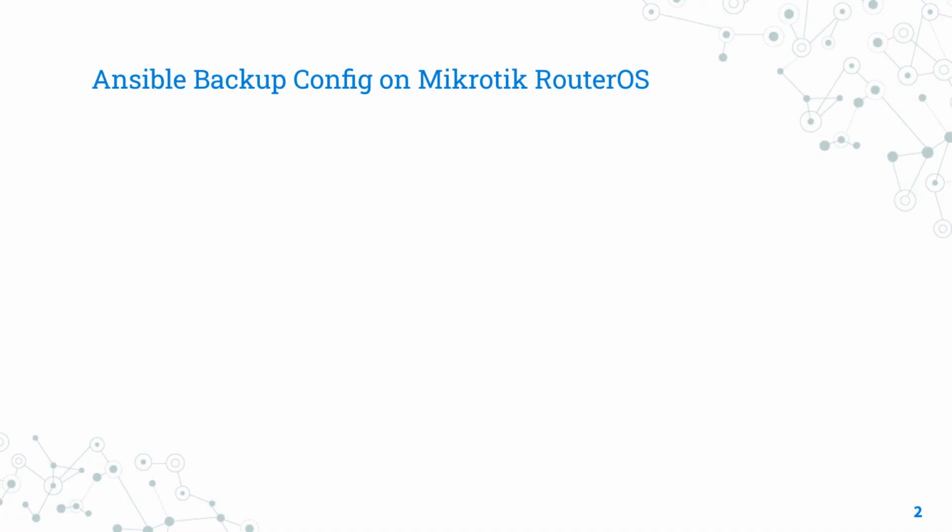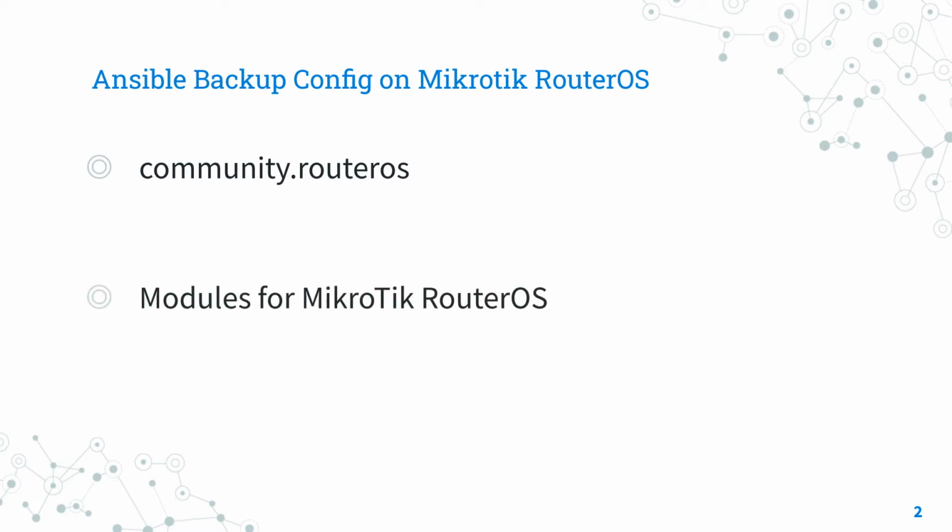Let's talk about the Ansible collection community.routeros. The full name is community.routeros, which means that it is an Ansible network collection designed to interact with Mikrotik RouterOS devices. It contains modules for Mikrotik RouterOS. But let's get our hands dirty.